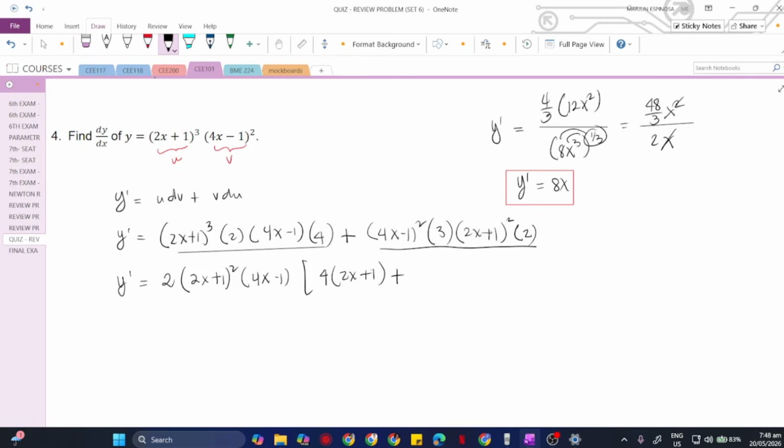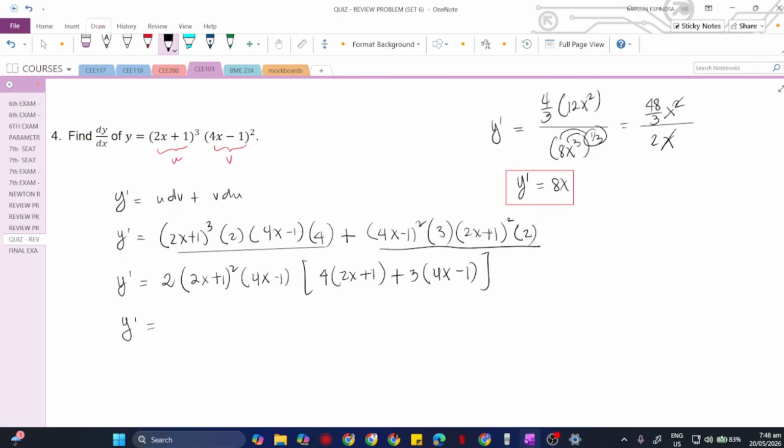Dito naman sa second term, na-factor out na to. No? Yung isa dito, ito na-factor out na totally. Itong 2 na-factor out. So we are left here with 3, 4x minus 1. Okay, that would be our factored out form.